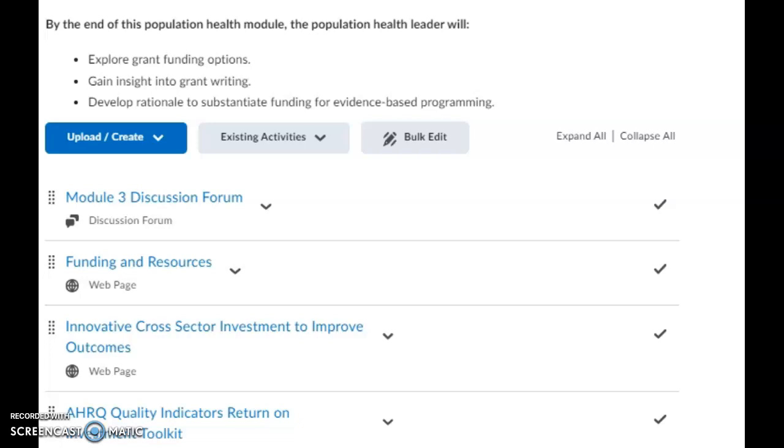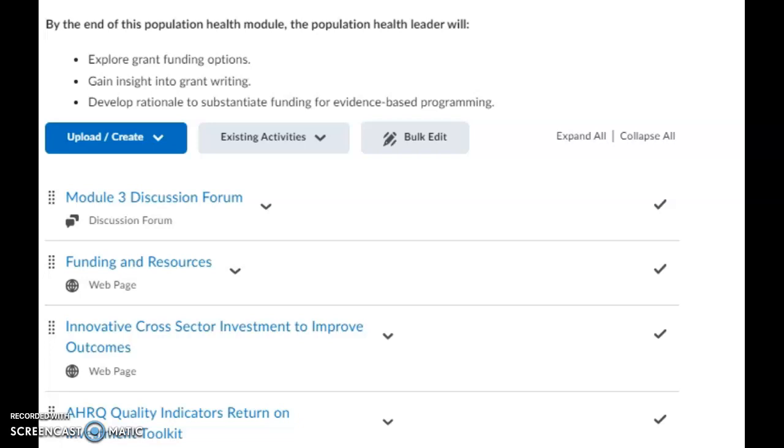So when we look across the resources within Module 3, you will find a number of resources that will lead you to information on return on investment, the use of return on investment as a planning tool and as an evaluation tool. There is information across Module 3 on how to calculate and interpret return on investment.